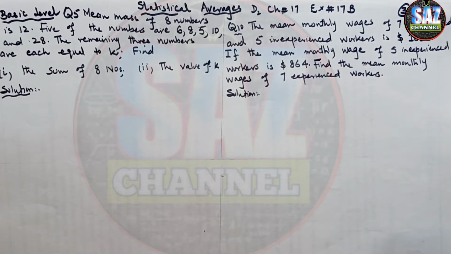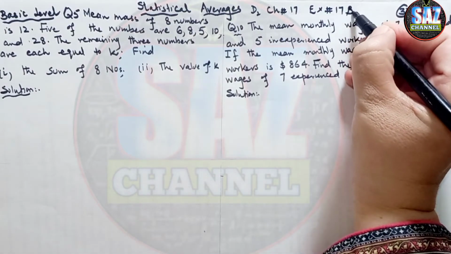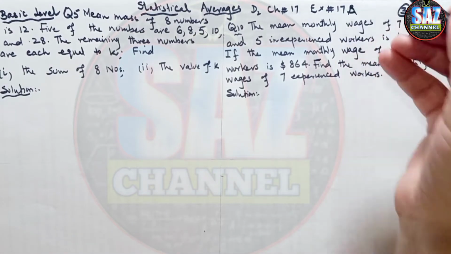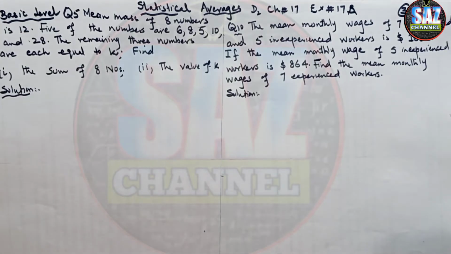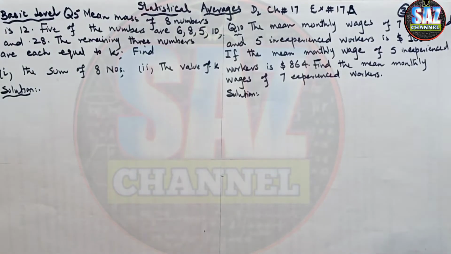This is my third lesson of D2, chapter number 17, exercise 17A. That is about the statistical averages. What are the statistical averages and what are their symbols, notations and formulas? These are the questions that have to be really clear to all of my students, because we all know that lessons of mathematics require continuous practice and integration of the lesson with the previous lesson.